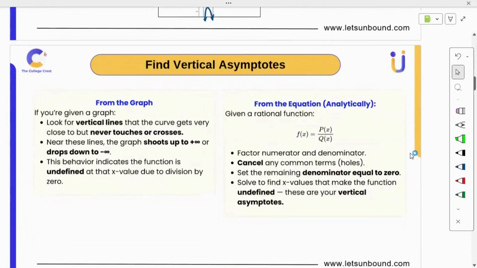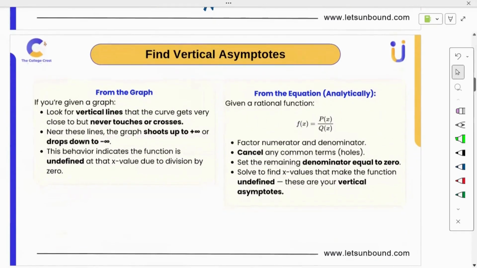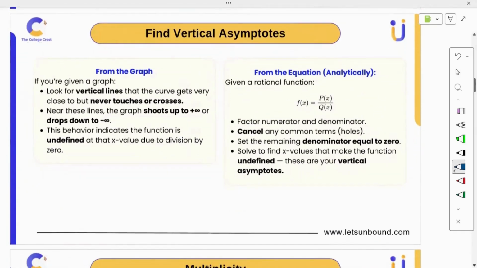Coming to how to find a vertical asymptote. From the graph, you have to look for vertical lines that the curve approaches, but never crosses. Near these lines, the graph shoots up to plus infinity or drops down to minus infinity. This behavior tells us we can't define the y value at this particular x value, right?